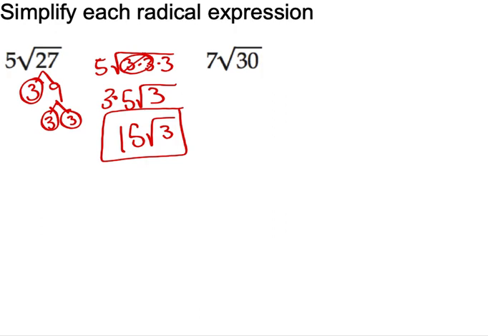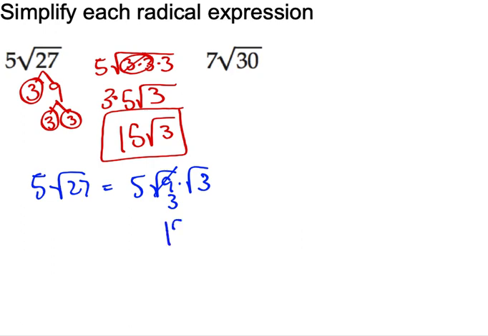Now for method 2, 5 square roots of 27. 27 is 9 times 3. Square root of 9 is 3. 5 times 3 is 15. I get 15 square roots of 3. Same answer.